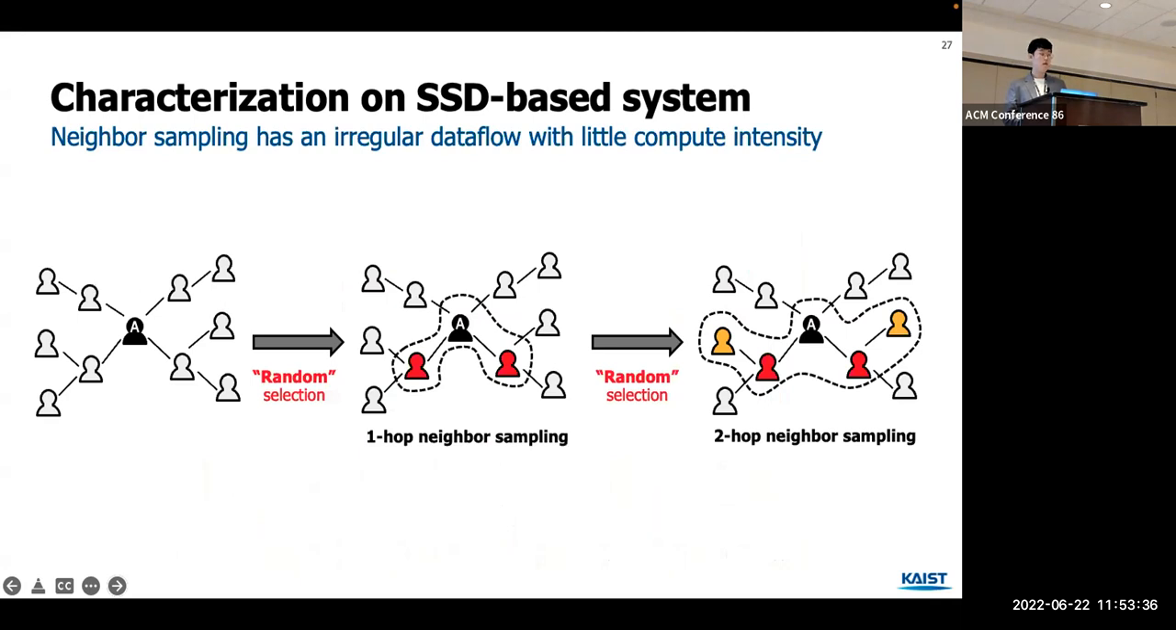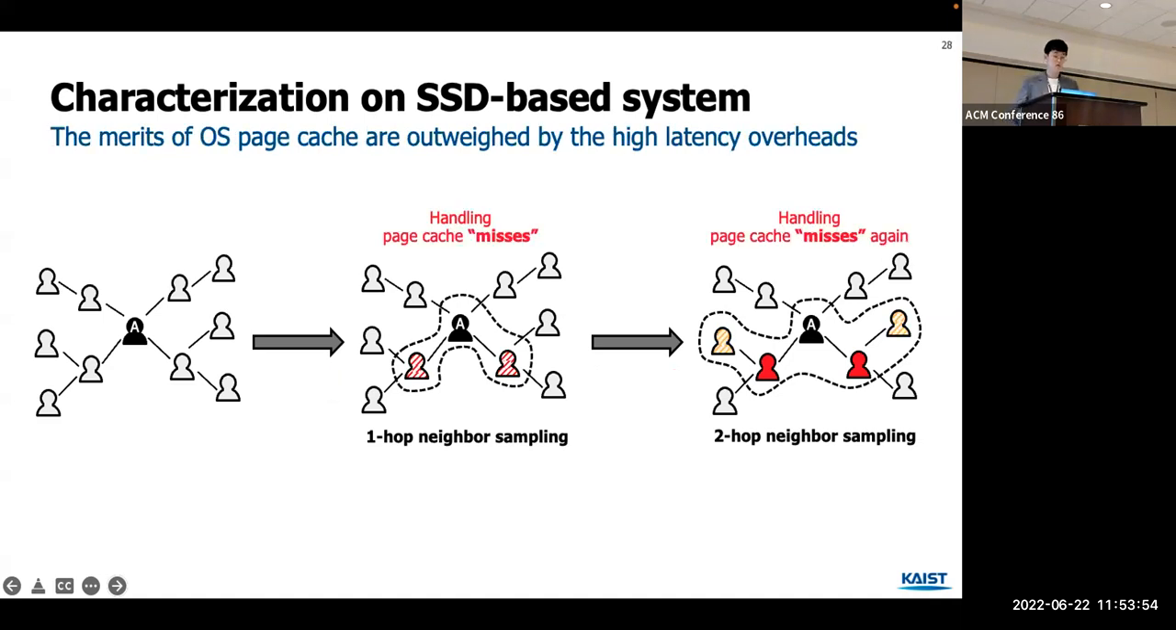For the details of neighbor sampling, it has an irregular data flow with little compute intensity, because neighbor sampling just randomly selects multiple k-hop neighbors and simply aggregates them without heavy computations. Therefore, due to this locality limited nature of neighbor sampling, the baseline suffers from the high latency overheads of handling page cache misses. For these reasons, we explored a large scale GNN training system with an emphasis on reducing and optimizing latency.